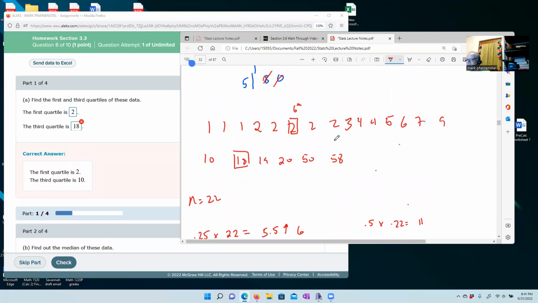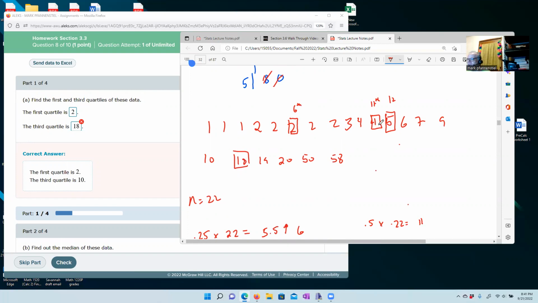Now, when I go to find 11, it's 6, 7, 8, 9, 10, 11. Okay, so I want 14. This is my 11th value. But because it got a whole number, we also need the 12th value. We're going to average those two. So it's going to be the 14 and the 15. The thing in the 11th value, the thing in the 12th value.